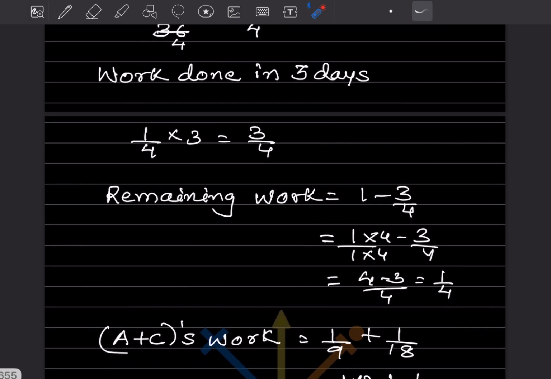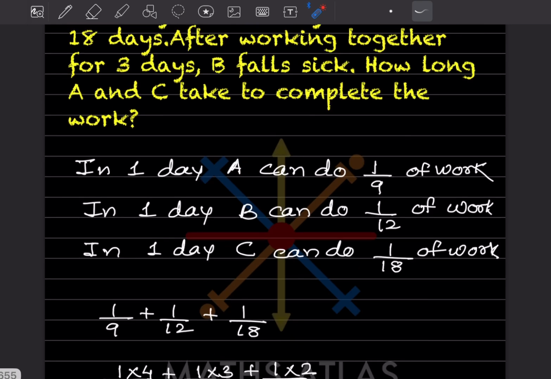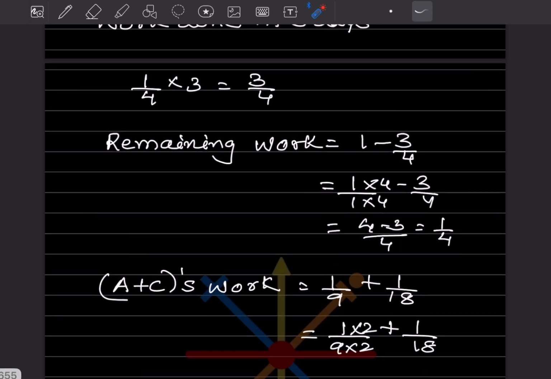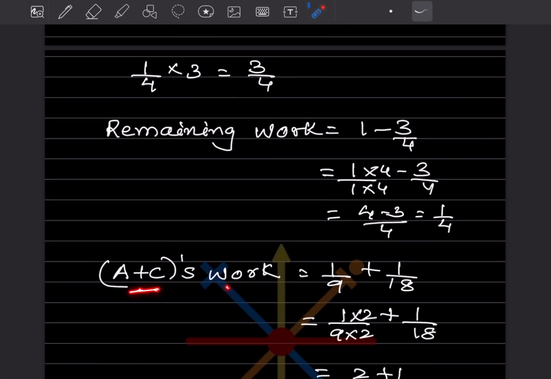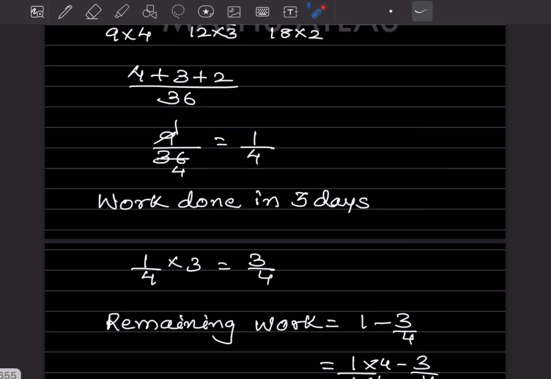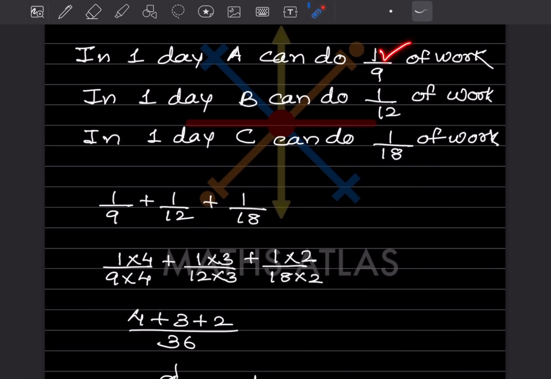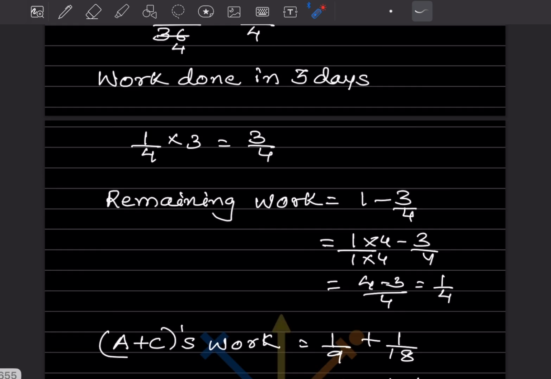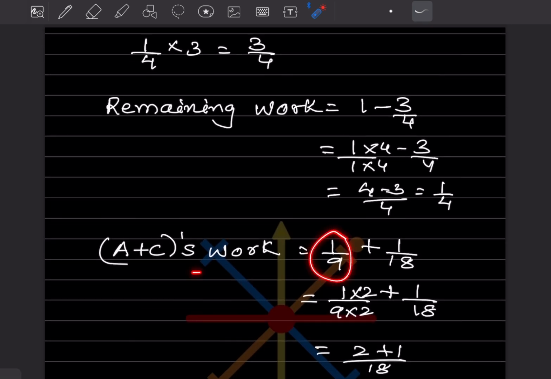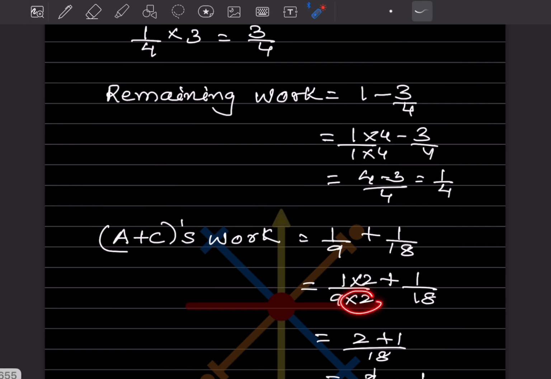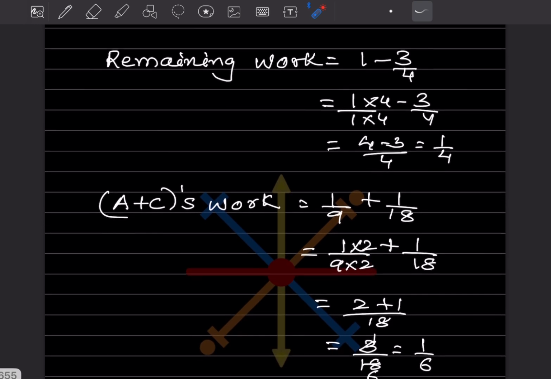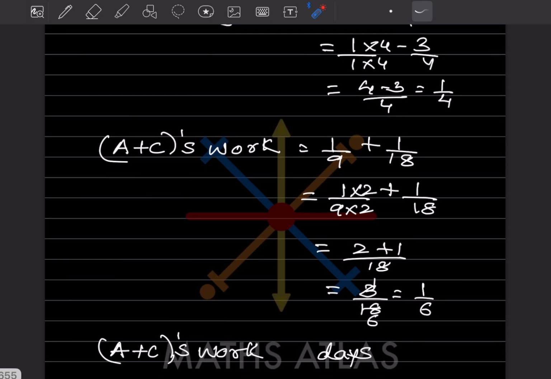Now you have to see, because B falls sick, we have to see A plus C's work. So this is 1 by 9 plus 1 by 18. A plus C's work is 1 by 9 plus 1 by 18. Here the LCM is going to be 18. So after simplifying this, you get 2 plus 1 by 18, which is 3 by 18, which will be 1 by 6.